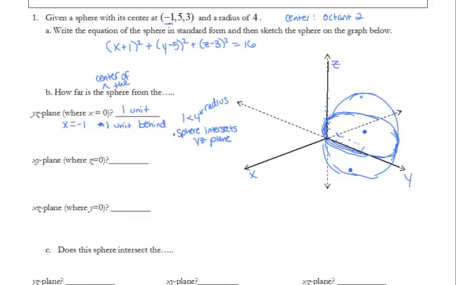So the XY plane is your Z value, right? So how far your Z value is, and your Z value is 3 units above. So that's 3 units. And again, 3 is less than 4. So we know that your sphere also intersects your XY plane.